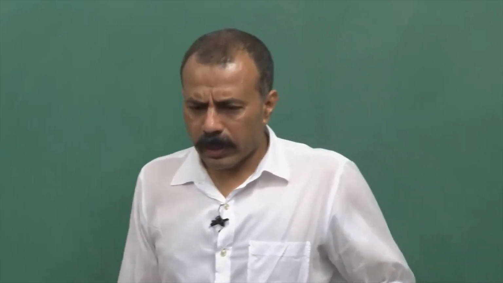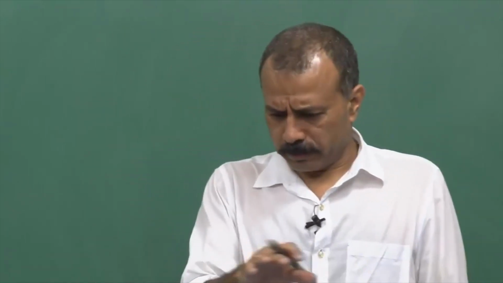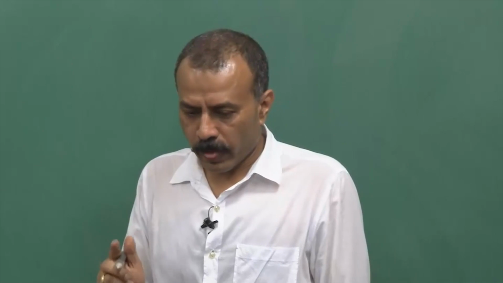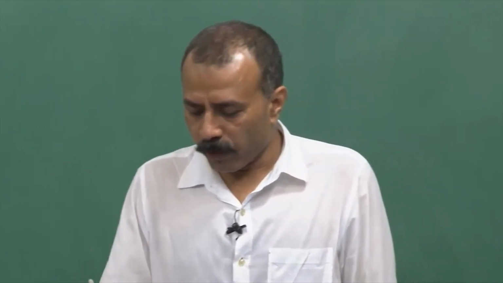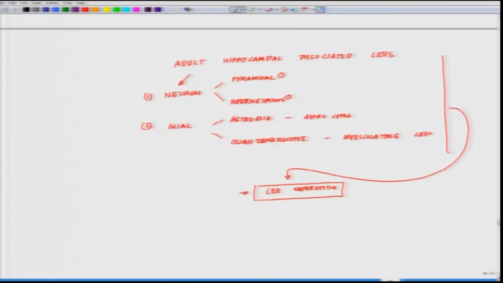So, keeping some of these basic paradigms in mind, let me pick up where we left off in the last class. So, in the last class, if you remember, this is where we were. We have the adult hippocampal dissociated cells, which consist of neurons and the glial cells. Within the neurons, you have the pyramidal cells, you have the interneurons, you have astroglia or astrocytes or oligodendrocytes. Okay.